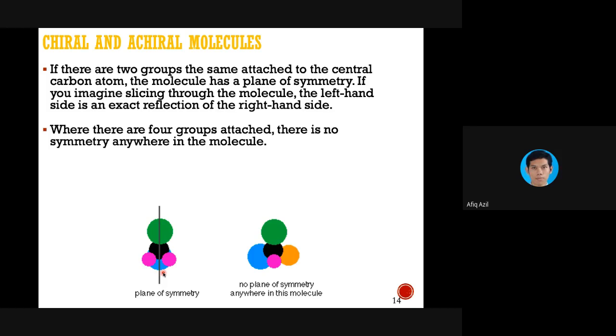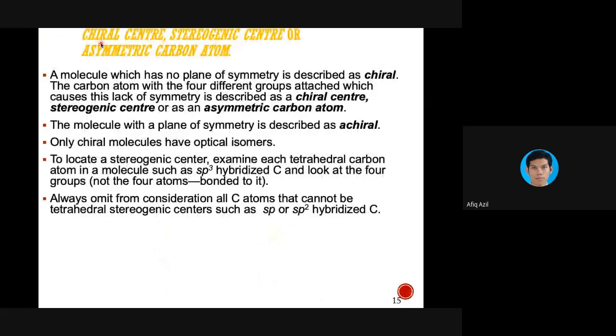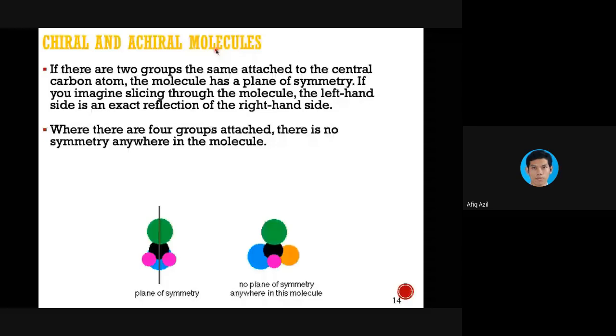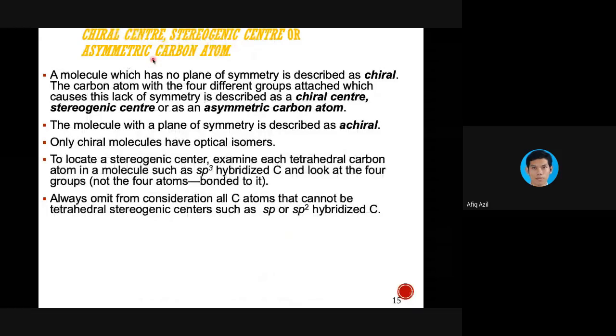Another rule is that for a compound to be chiral, there are 4 groups attached to the same carbon. Later there will be examples. So this is chiral and achiral molecules, and now we will look into the chiral center, stereogenic center, or asymmetric carbon atom. These all have the same meaning.